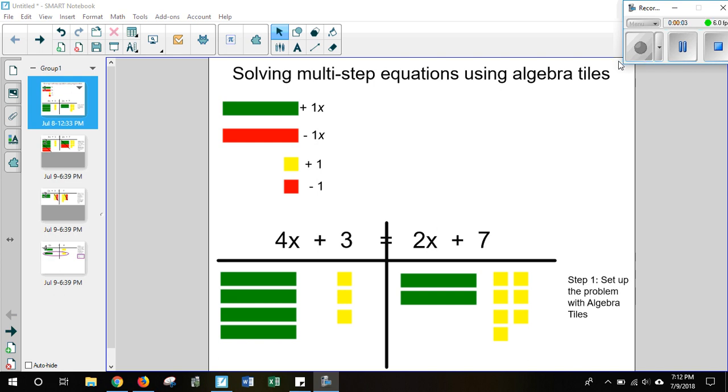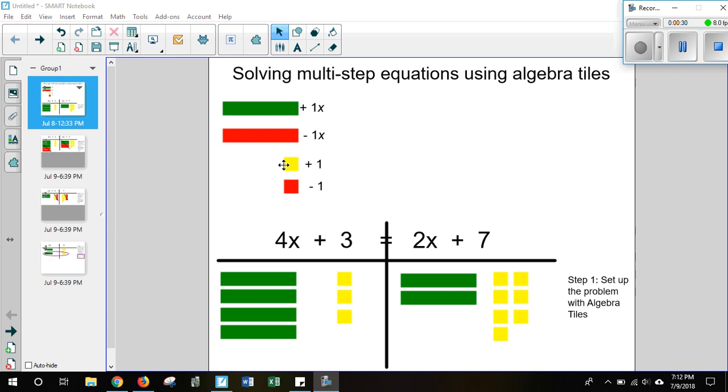In this video, I'm going to show you how to solve multi-step equations using algebra tiles. Let's first make sure you have an understanding of what the algebra tiles represent. The green rectangle represents a positive 1x, and the red rectangle represents a negative 1x. These are your variable terms. These two together form a zero pair, meaning they would cancel each other out.